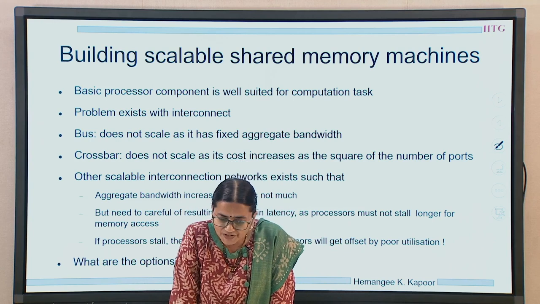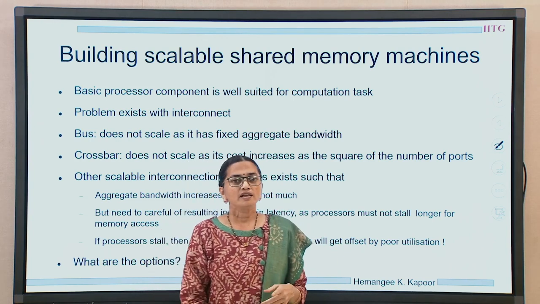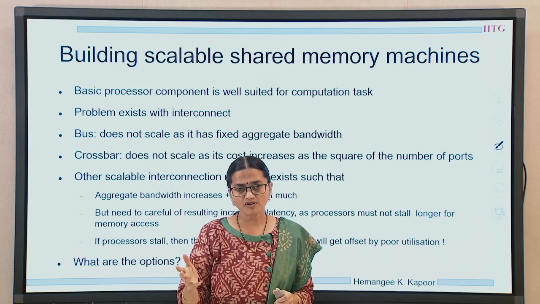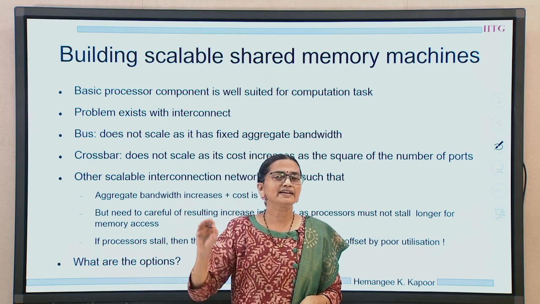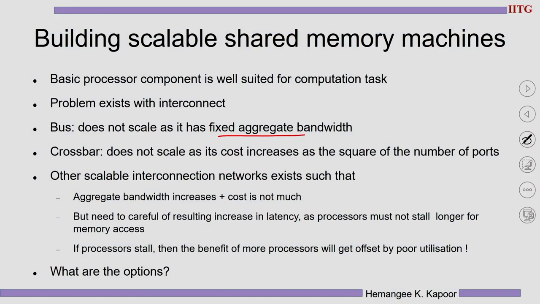Okay, so we have seen interconnects, and every interconnect had some pros and cons. We used the bus, but the bus was not scalable beyond some number of nodes because it gave fixed aggregate bandwidth. That is, the bandwidth was fixed and overall it reduced if you add more cores. Then we looked at the crossbar. It doesn't scale because its cost increases with the square of the number of nodes, right? So the function is square if you add more nodes or more memory modules.